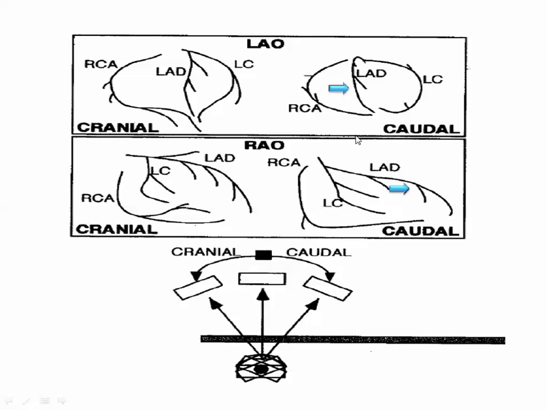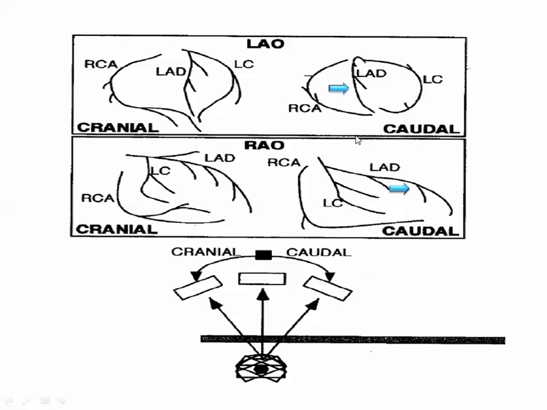So if there is an overlap between the LCX and LAD, and the angle is, as we said, RAO 30, 20. What's 30 and what's 20? 30 is the first angle, the angle of right or left of the camera. The camera can be at 0, so it's AP. It can be LAO 30, so it will be here. This is 30. It can be here 30, RAO 30.